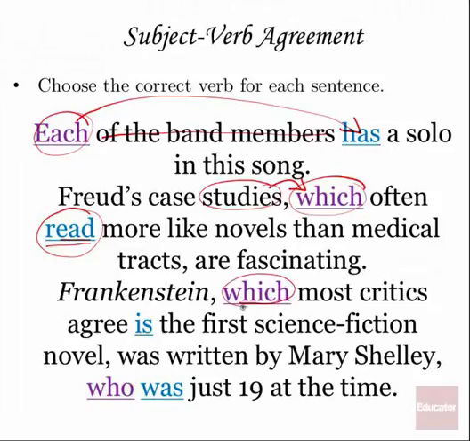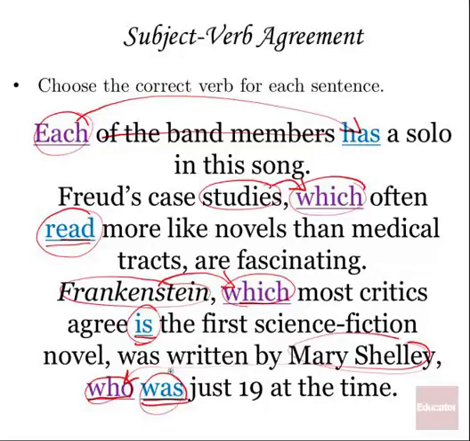Frankenstein, which most critics agree is the first science fiction novel. Well, there's our which again. And in this case, it's taking the place of Frankenstein, which is, first of all, a singular noun, and second of all, a title. So we treat it as a single thing. Which is. It gets the singular verb is. It was written by Mary Shelley, who, which is taking the place of Mary Shelley, and there's only one of her. And she was just 19 when she wrote Frankenstein. Once again, third person singular verb, there's only one Mary Shelley.